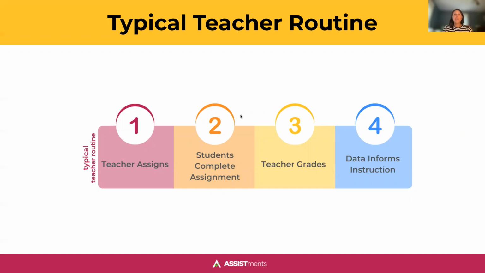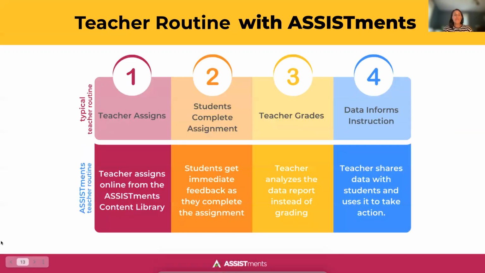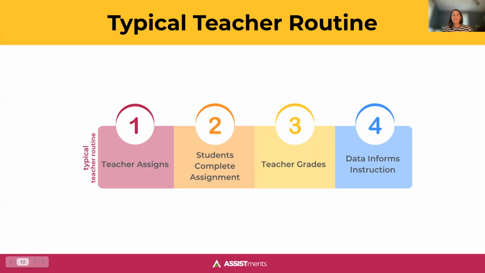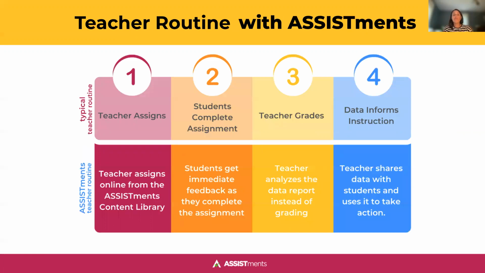So when we talk about the Assistments 4-step routine, it's basically just an overlay of what you're doing already in your classroom. So instead of just assigning, the teacher is going to scour our nice Assistments content library, find that Open Up content that you're used to using already, and assign that digitally to your students right through Canvas or Google Classroom. Step 2, the students are going to complete their work online and get immediate feedback as they complete their work, like Carrie highlighted.